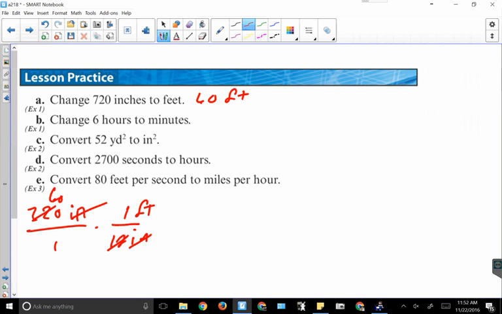So, let's see, we need to go through, do the next one here. Hours to minutes. So, Damien, 6 hours is how many minutes? 360? Well, let's see. That would be 6 hours over 1. Hours, minutes, 60, 1, cancel, cancel, 6 times 6. There we go, 360 minutes. Good. Okay, I'm going to give you another minute or so here, and I want you to take care of, do C.